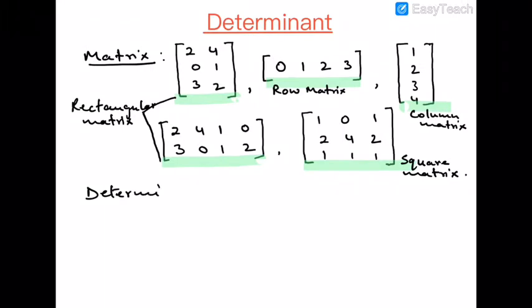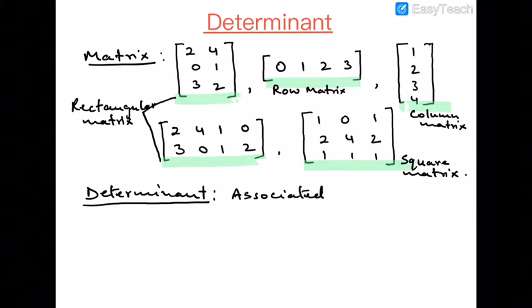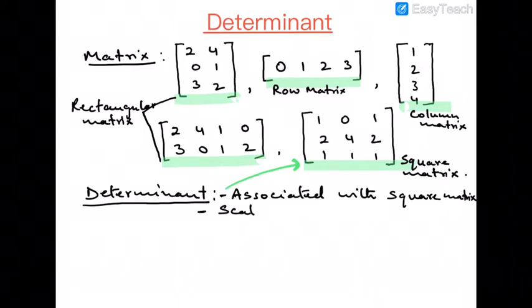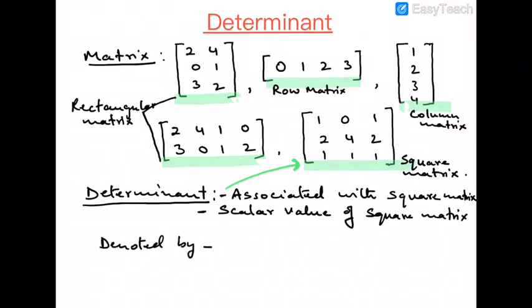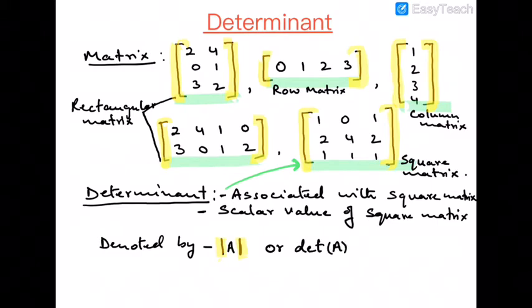Now the determinant is associated with square matrix. So it is a scalar value of square matrix, and it is denoted by two parallel vertical lines and written as det(A) in brackets, or just simply det A.